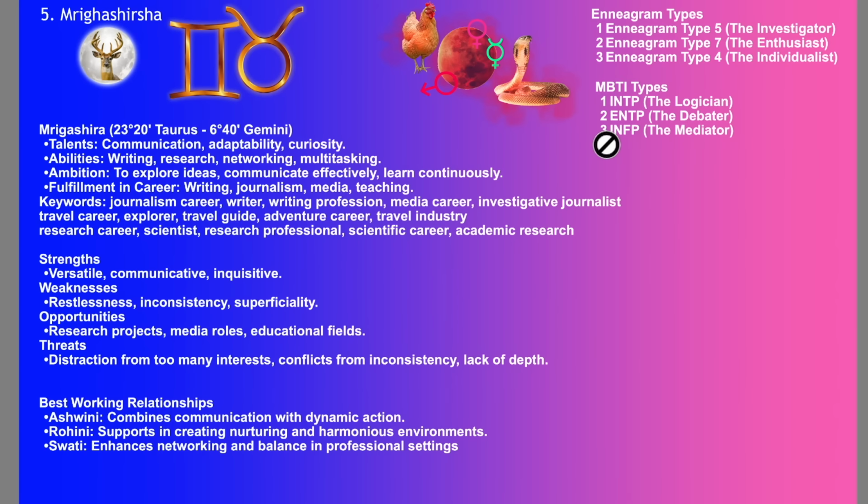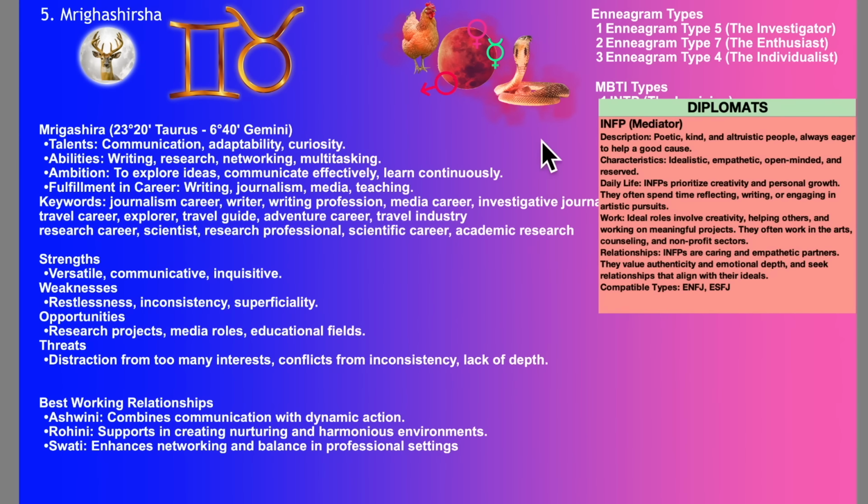Now, after ENTP, last we finish up with INFP, the mediator. So the last one, INFP, is a mediator. Again, it's a diplomatic variety. They are poetic, they are kind, they are altruistic people, always eager to help a good cause. Idealistic, empathic, open-minded, and reserved. The ideal role for them involves creativity, helping others, working on meaningful projects. Arts, counseling, non-profit sector. So the way I see it, mixing with Mrigashira.